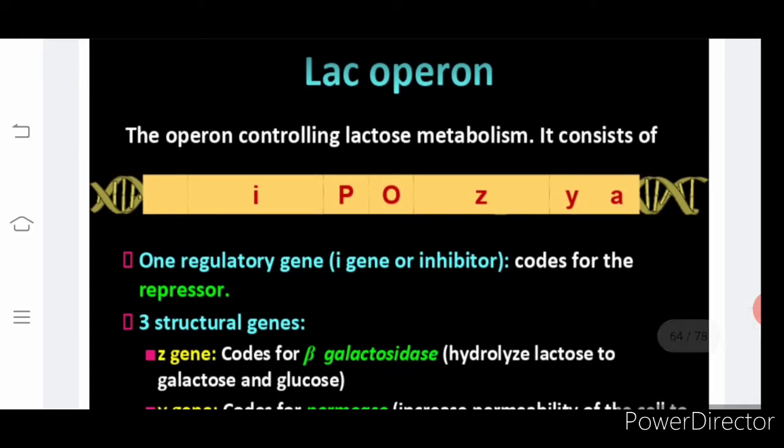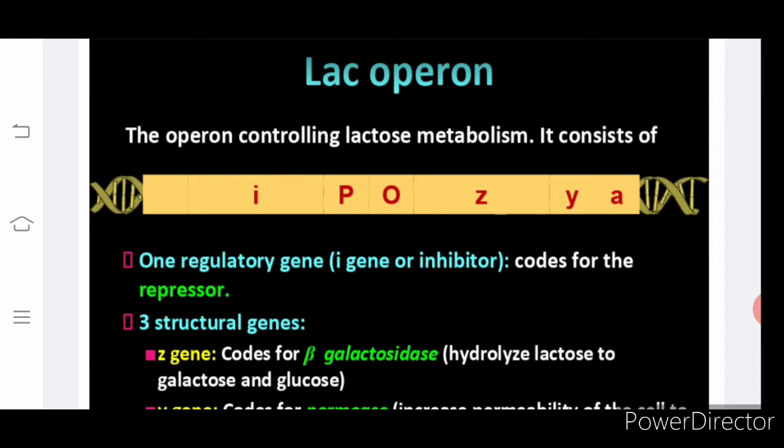Now we will learn about the lac operon in detail. It is the operon controlling lactose metabolism, and it consists of a set of genes. As you know, an operon is a set of genes involved in a single function. The lac operon is a set of genes involved in what function? Lactose metabolism. So the set of genes doing lactose metabolism is called the lac operon. I think it is clear for you.